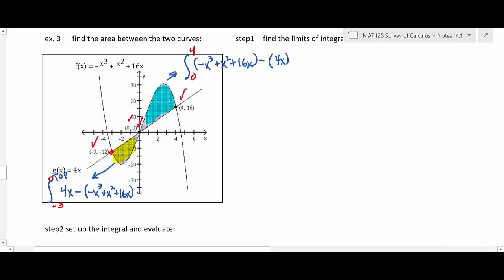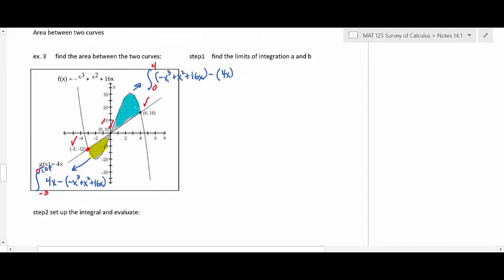I'm going to go ahead and just show you what you would do if it's not obvious. Okay? So what you would do is you would set these 2 equations equal to each other. So you would do negative x to the third plus x squared plus 16x, and you would set that equal to 4x. Okay, that's how you find the limits to integrate from. I think the diagram makes it pretty obvious. Let's go ahead and do this.